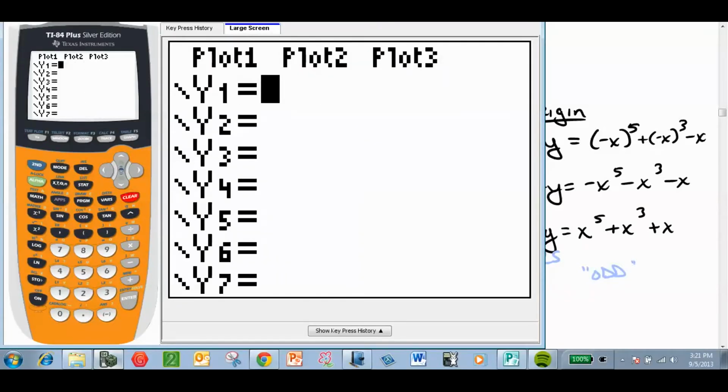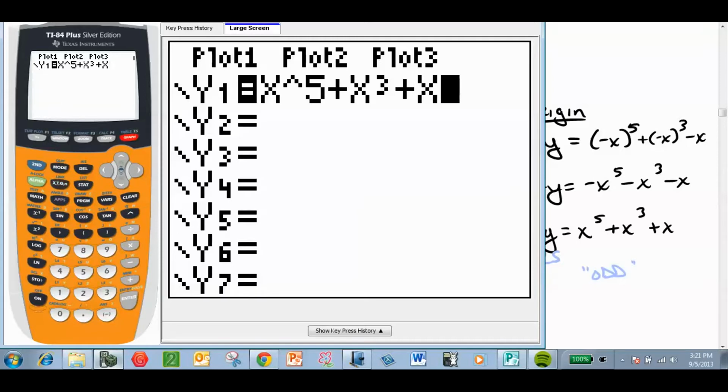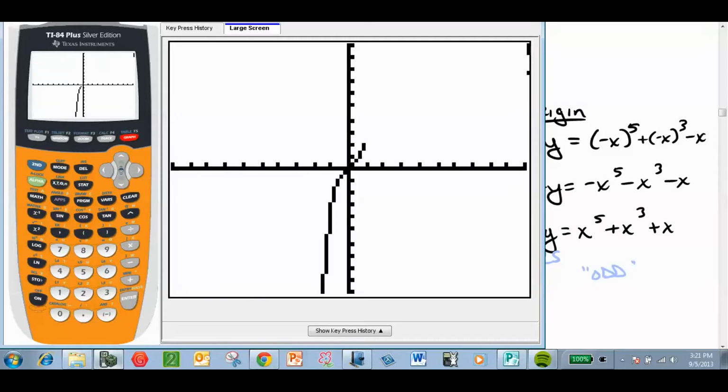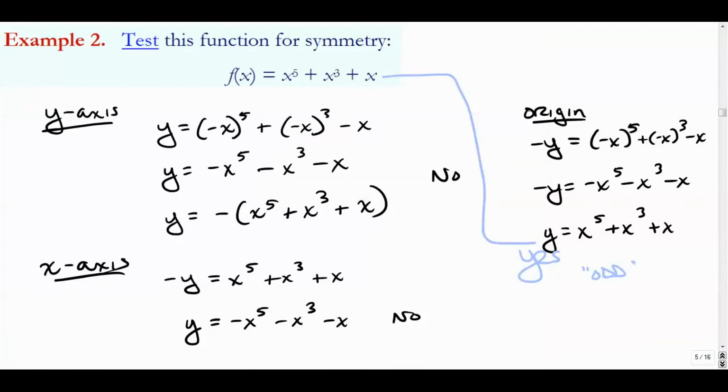So I go back to my calculator and I put x to the fifth plus x to the third plus x. And I can see that I've got myself origin symmetry. First quadrant, third quadrant, rotated around 180. Cool.